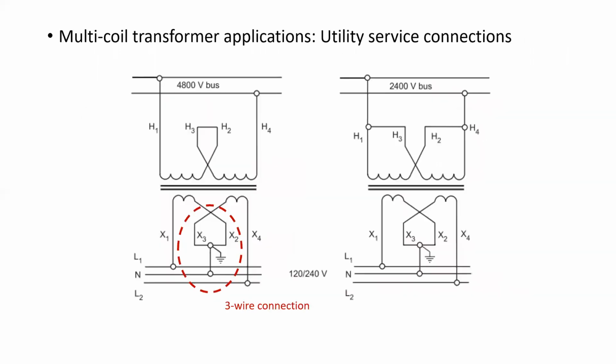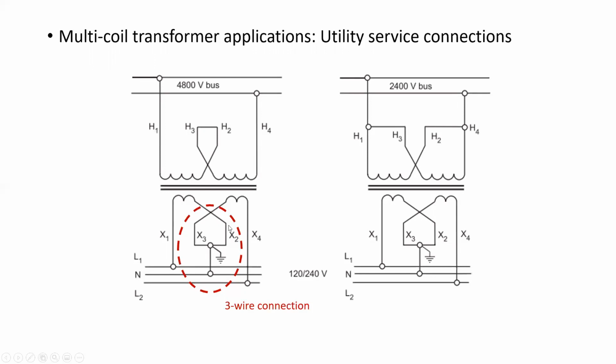There's also high voltage utility service connections. And again, the purpose in multi-winding is that we can then connect this to two different voltages of source. They can either connect this transformer to a 4800 volt bus or a 2400 volt bus and still get 120, 240 out at the bottom. Let's look at that connection.